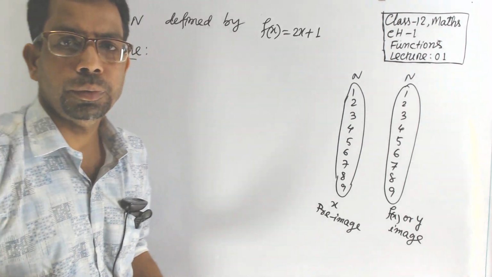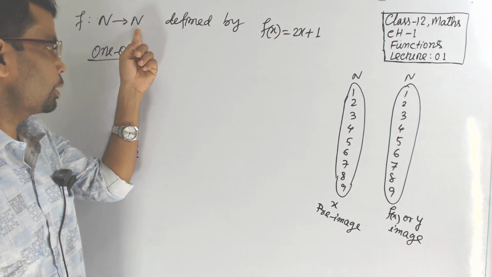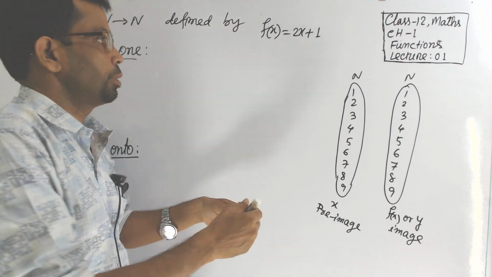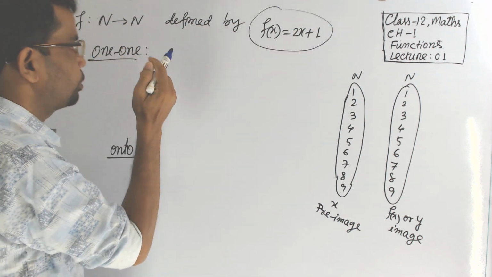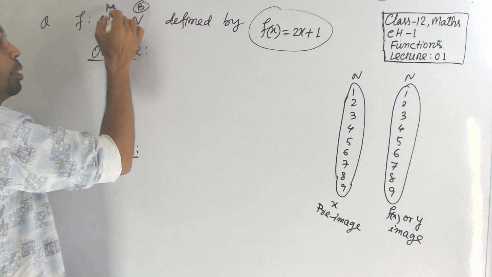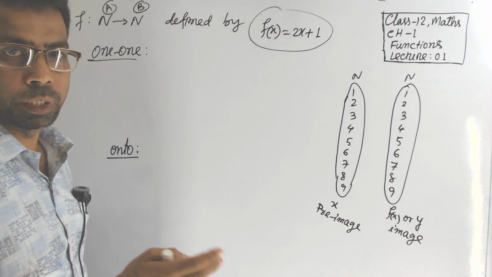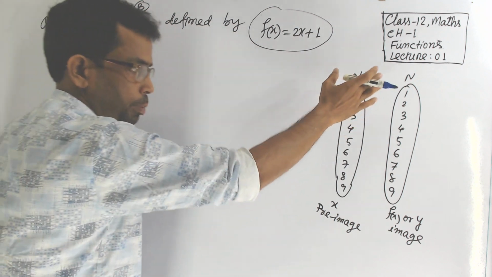The first question I am taking here: a function from the set of natural numbers to the set of natural numbers defined by f(x) is equal to 2x plus 1. Whenever starting to solve a question, you always mark first set is A, second set is B, and we have to write it in order when we solve theoretically. So this question I will show first theoretically, and then I will explain with this diagram.